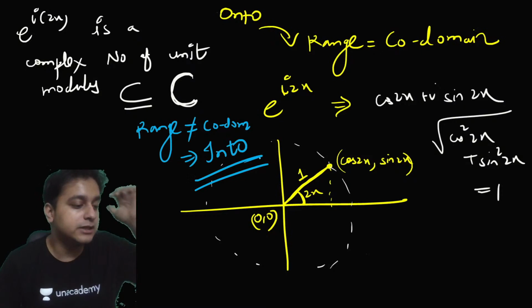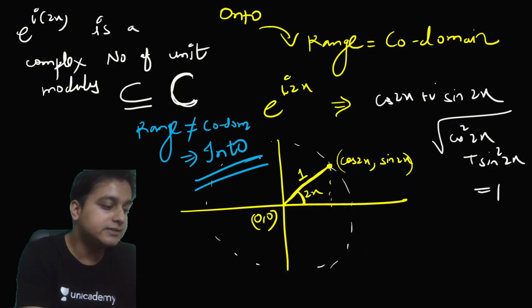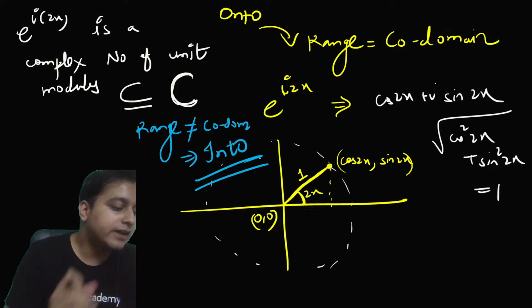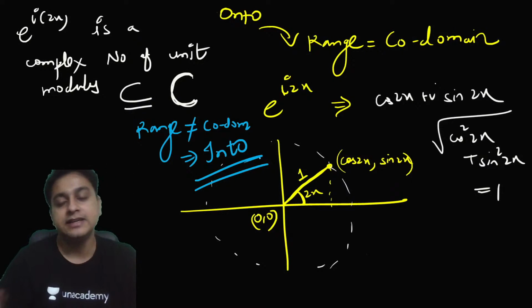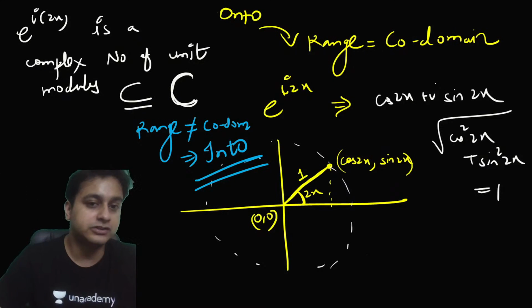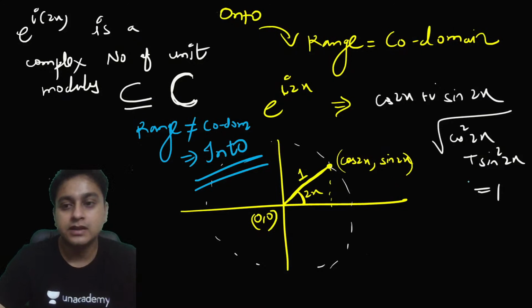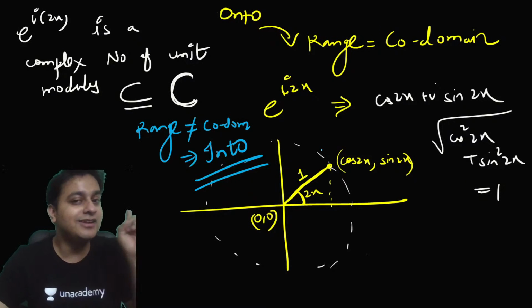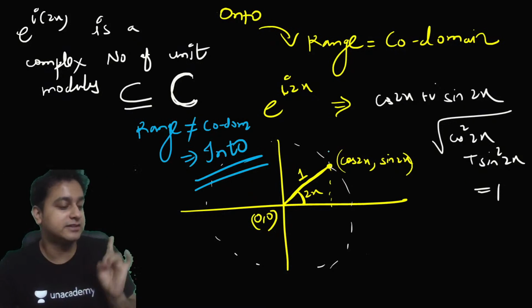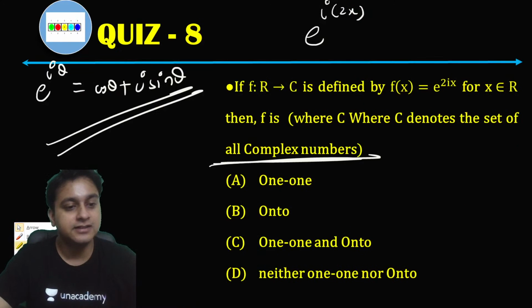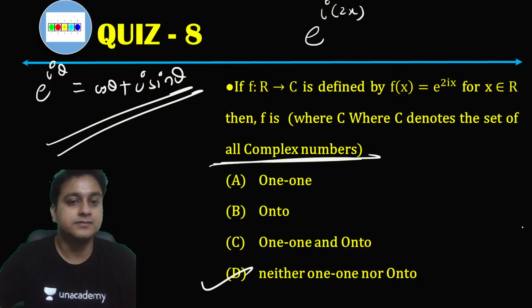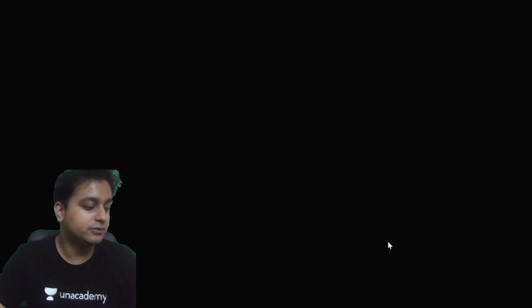I think this much you can understand very easily. So guys, this is obviously not covering all kinds of complex numbers. That's the reason why it is an into function. It's only covering the complex numbers which have unit modulus. That is it. So the correct answer is neither one-one nor onto. Chalo, next. Let's move ahead with the next question.